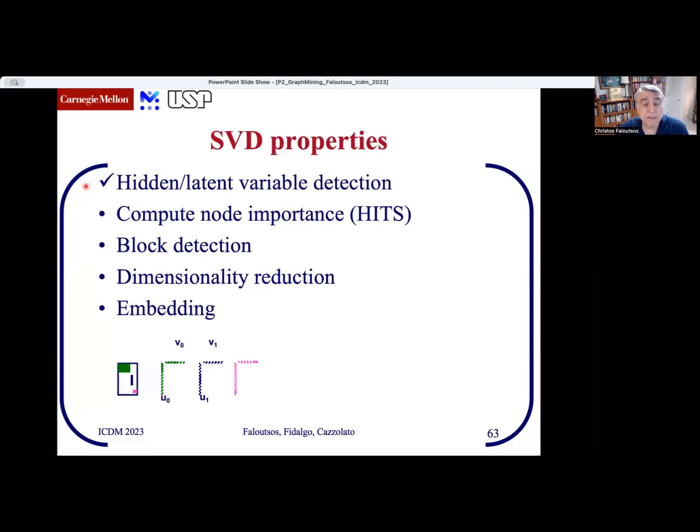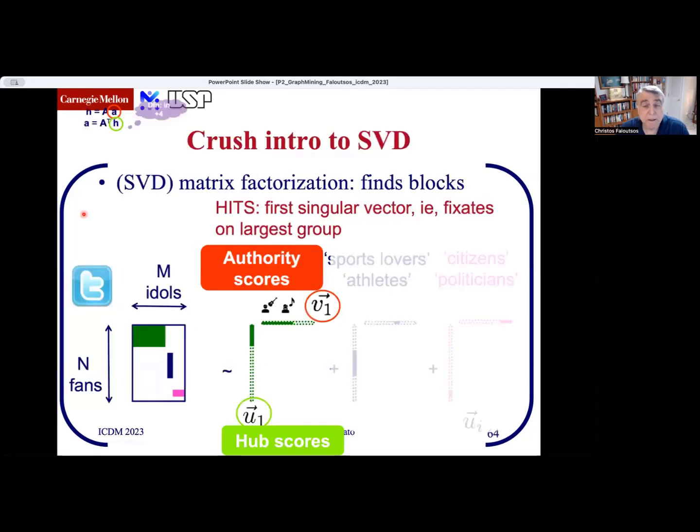So, the first property is that SVD can help us find hidden variables, the green concept, the blue concept, the pink concept. As we promised a few slides back, it can also help us compute the node importance, actually the hub and authority scores for every node. How? If we have the adjacency matrix of who follows whom, and we do the rank 1 decomposition, we'll get the u1 vector, which will be the hubness scores, who are good parents or teachers, right? And the v1 vector, who are important nodes.